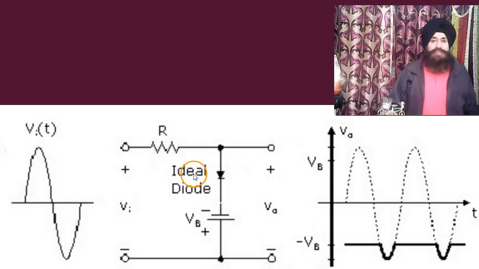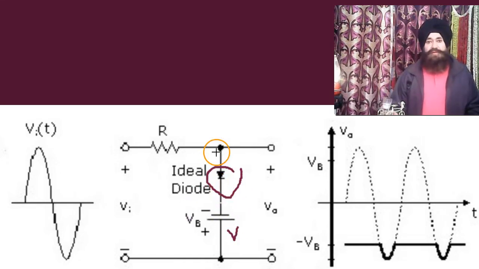Now here, this is the diode: positive, negative, negative, positive. The N is with the N. That means this diode is already forward biased. Forward biased means it acts as a short circuit.